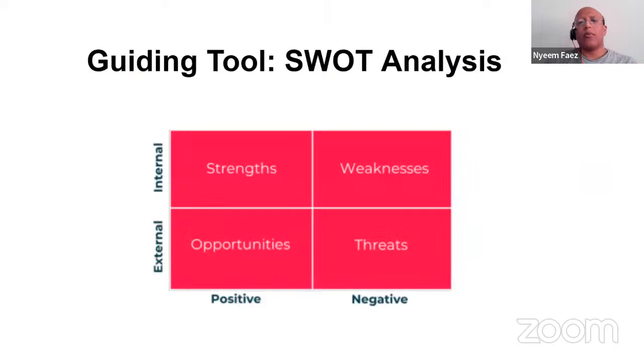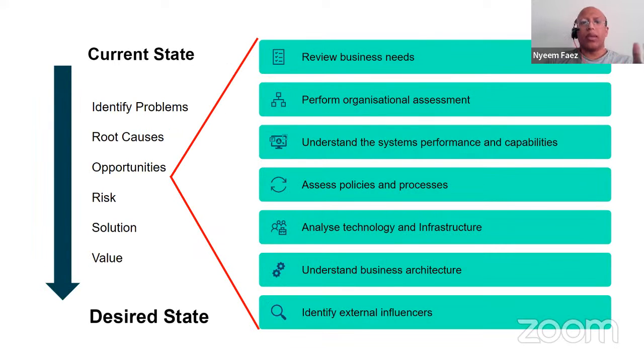project. A helpful tool is a SWOT analysis, which I recommend as a guiding tool that takes you from looking at your as-is, to your various to-be's, so all the options you have, to understand the strengths and weaknesses of each of them, and understand the opportunities and threats associated with them. Another useful tool is looking at this kind of framework here. With our current state, there are certain things we need to look into, such as what our business needs are, understanding the organizational structure, what our system performance and capabilities are like, what our infrastructure is like, what the whole business architecture is like.